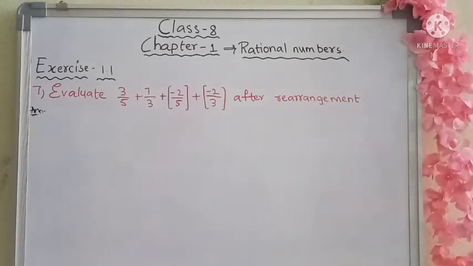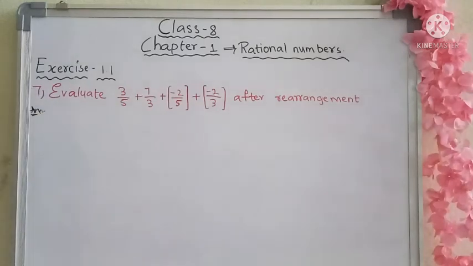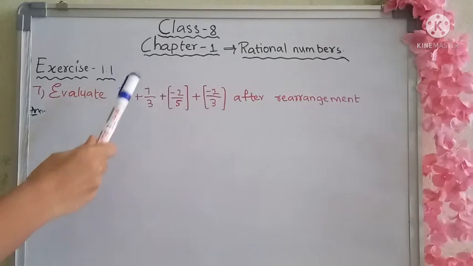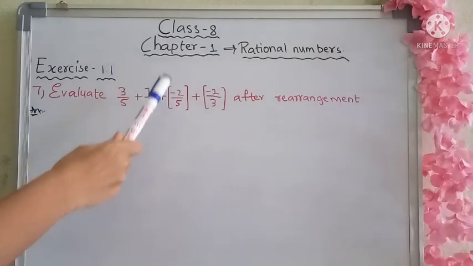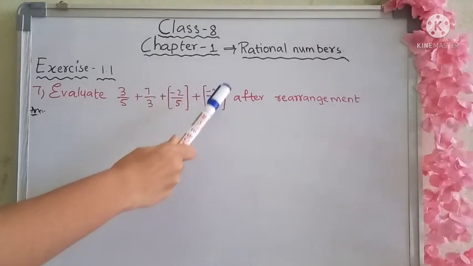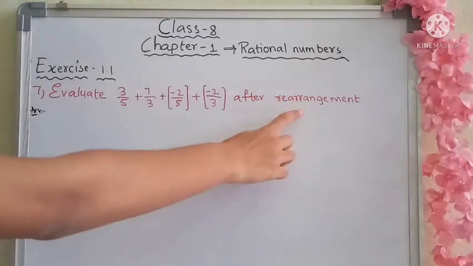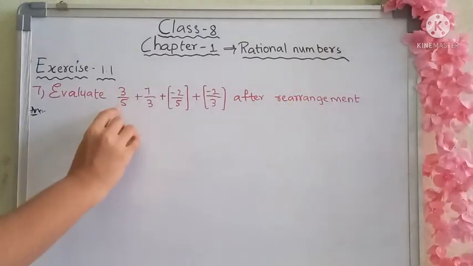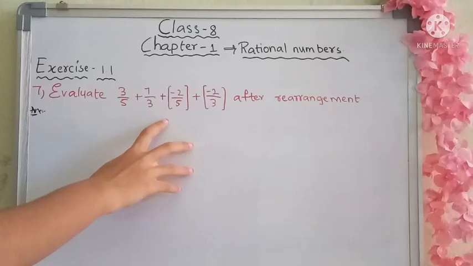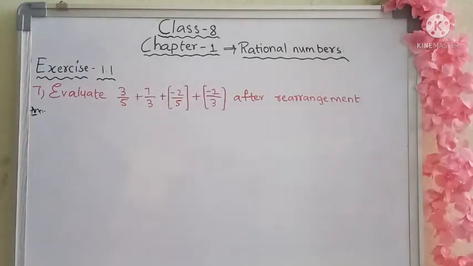In this class, we are going to learn Mathematics, Chapter 1, Rational Numbers, Exercise 1.1, 7th question. The 7th question says: evaluate 6 upon 5 plus 7 upon 3 plus of minus 2 upon 5 plus of minus 2 upon 3 after rearrangement. Why have they given rearrangement? Because the denominators in this question are the same, so we have to combine them.